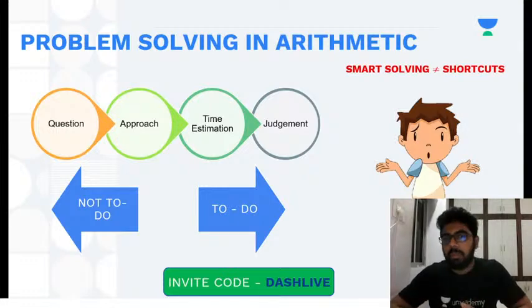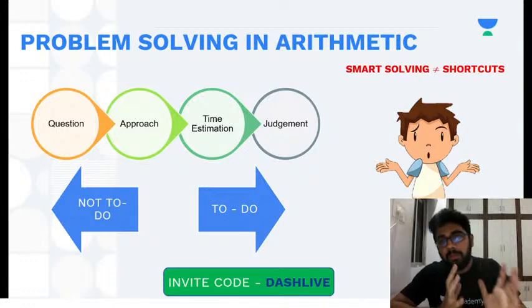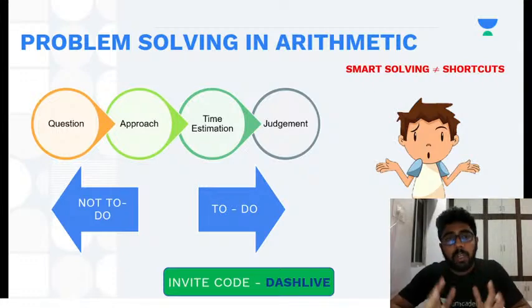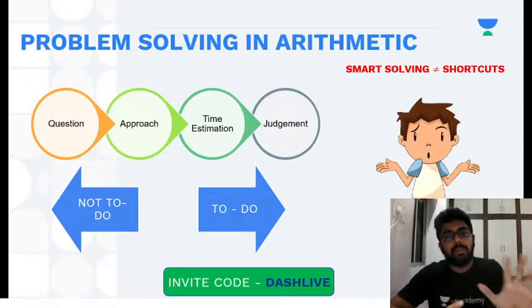Now, let's say you know the approach, then you need to estimate the time. How much time will I take to solve this question? How to estimate time, or where do these time estimation skills come from? They come from the amount of practice you have done before the exam. How many similar questions have you solved before the actual test?